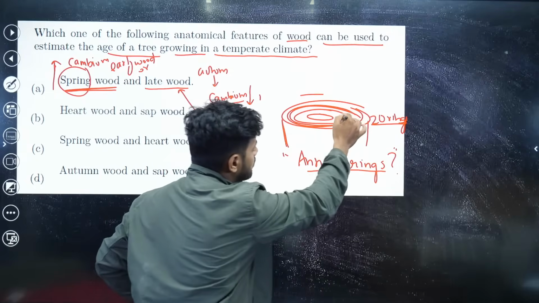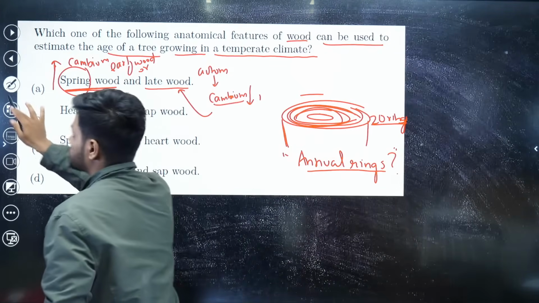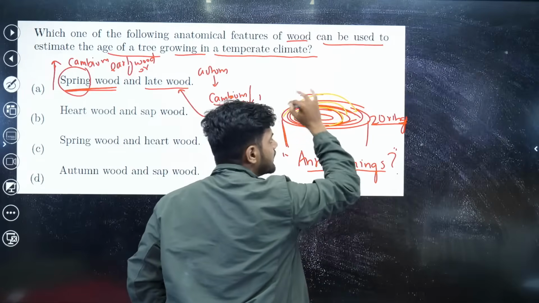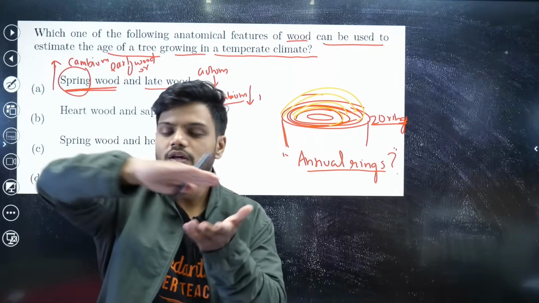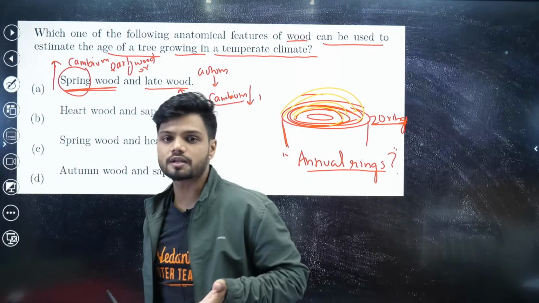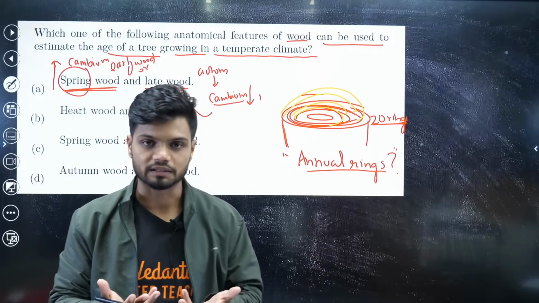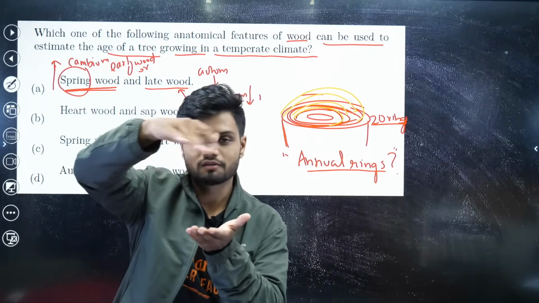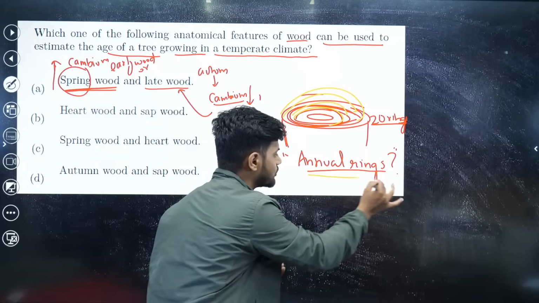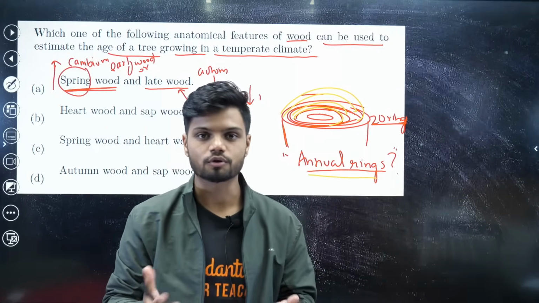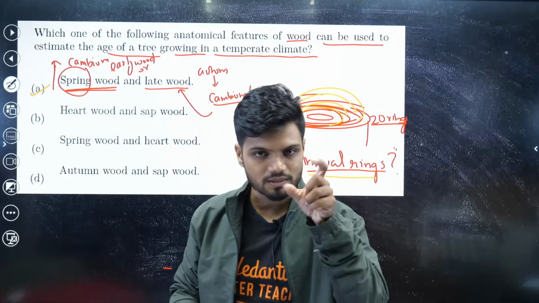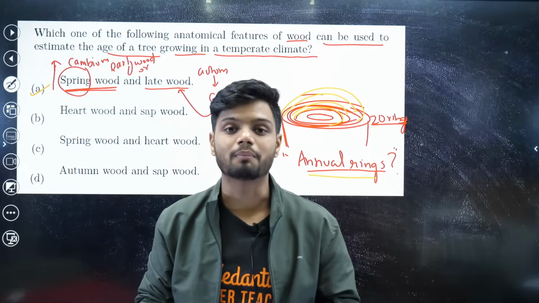So we have one early wood, then late wood, early wood, late wood. Seasonwise, there will be more and more accumulation of this wood. Obviously the spring wood is going to be light in color, autumn wood is going to be dark in color. That is why we have multiple layers of wood there, which gives the characteristic appearance of annual rings. That's how the annual rings come into picture, because of spring wood and late wood. So the answer is option A. You need to understand this concept. There is no point in mugging up all this.